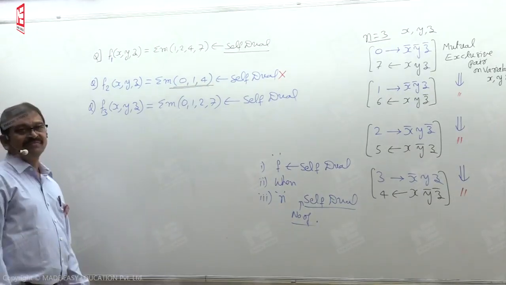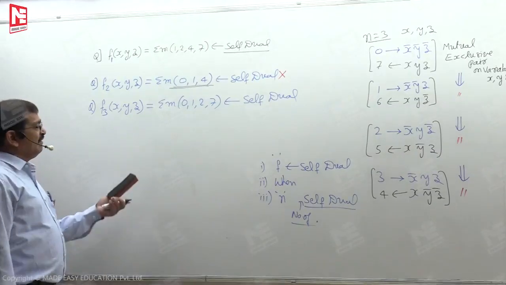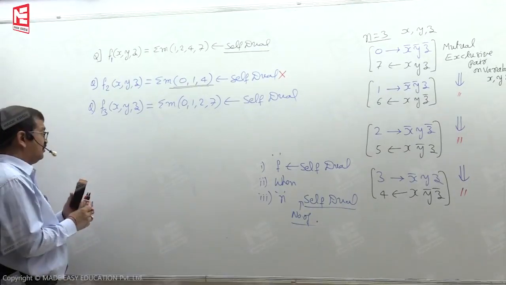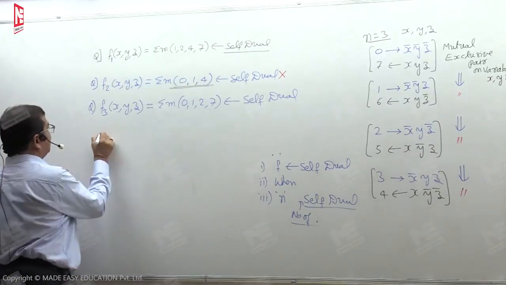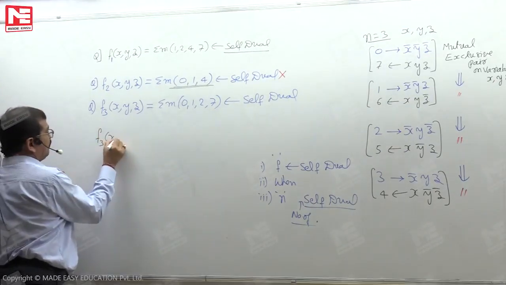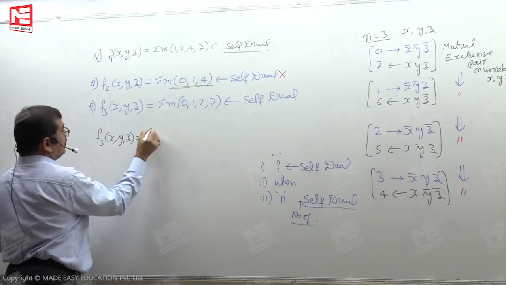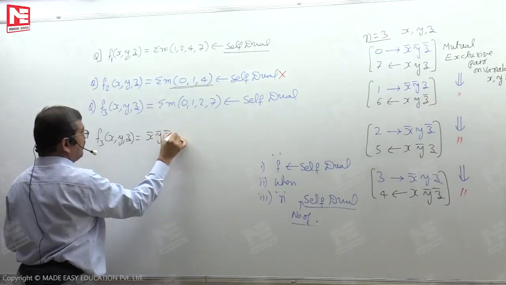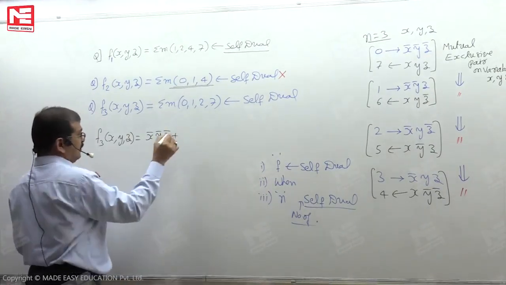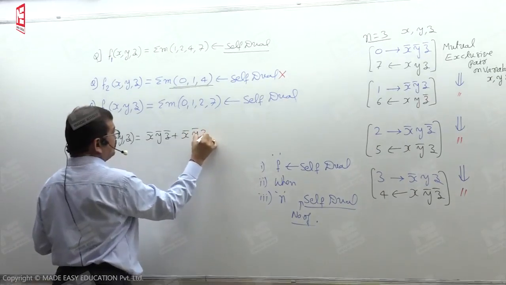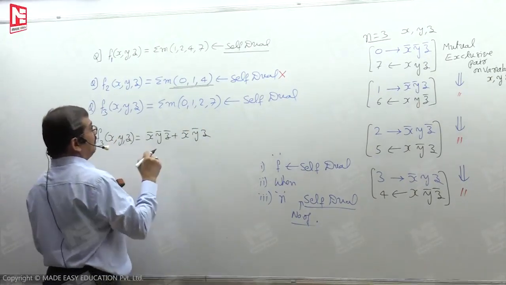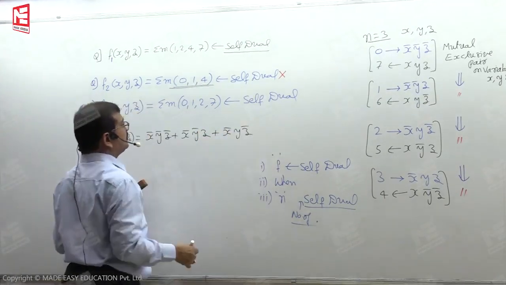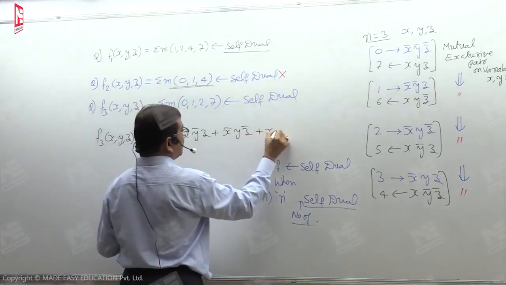And if we look further at whether it is a self-dual function or not, similar to f1, let us try to verify it as a beginning question. So similar to f1, you have to look quickly at the product form for each of these minterms: x complement, y complement, z complement for 0, and x complement, y complement, z for 1, and for 2 it is x complement, y, z complement, and for 7 it is x, y, z.